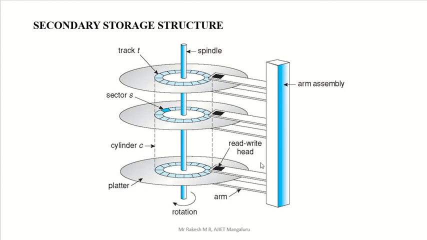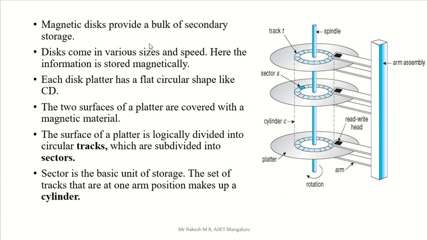Now we will go for some of the important points related to secondary storage structures. This structure is a magnetic disk which provides the bulk of secondary storage. You can store many things in this, that is why it is called the bulk of secondary storage. Disks come in various sizes and speeds.